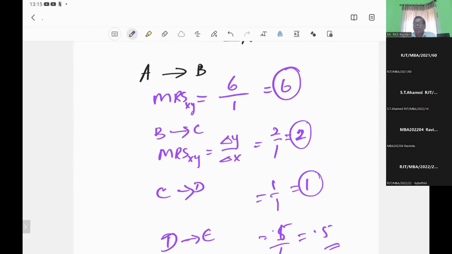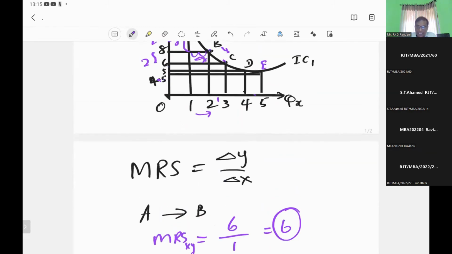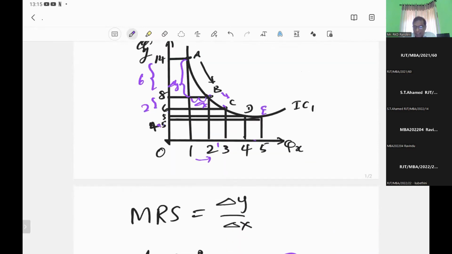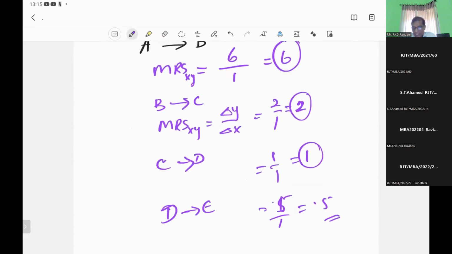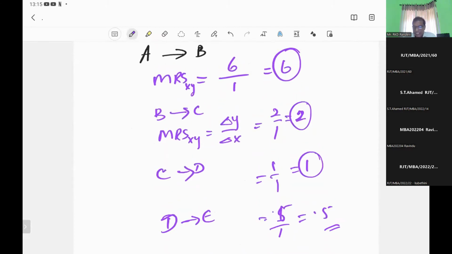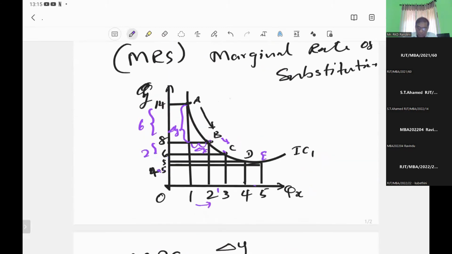This is how you can calculate the MRS. It is left to right downwards. You can calculate the slope of the indifference curve. That is the slope, the MRS. Now you can observe the data, the answers 6, 2, 1, 0.5. Left to right downward, it is diminishing. That ratio is decreasing. Why?